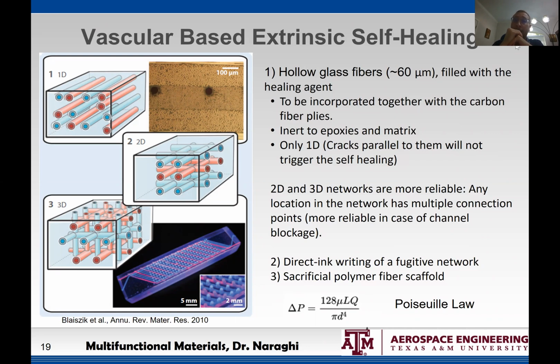And so one approach to address that is to put holes in the composite that can be accessed from outside the composite. An example is something like this, in 1 dimension, in 2 dimensions, or in 3 dimensions. Obviously, the more dimensionality you add to it, the more complicated the fabrication becomes. Now, if the composite starts to break right here, it will inevitably damage some of these tubes, and whatever liquid is inside can be delivered to this place.